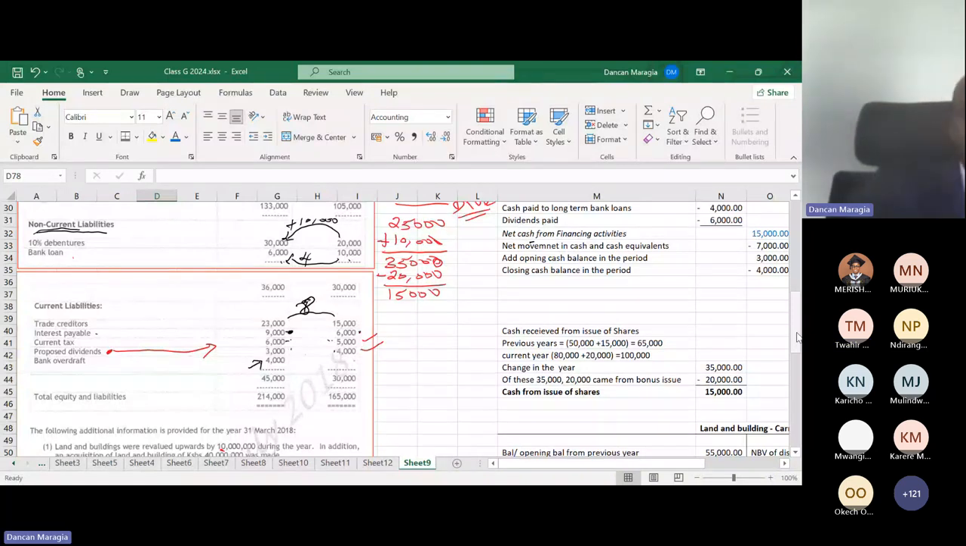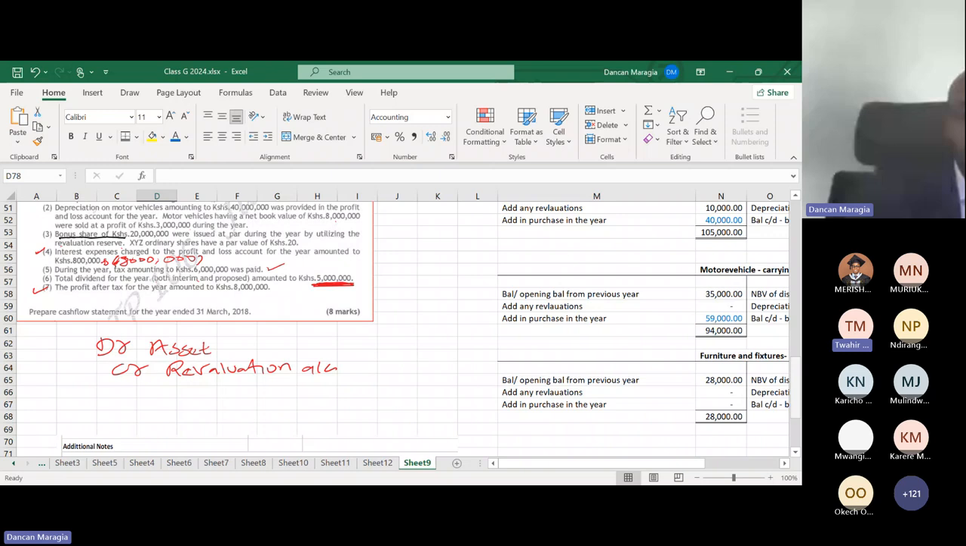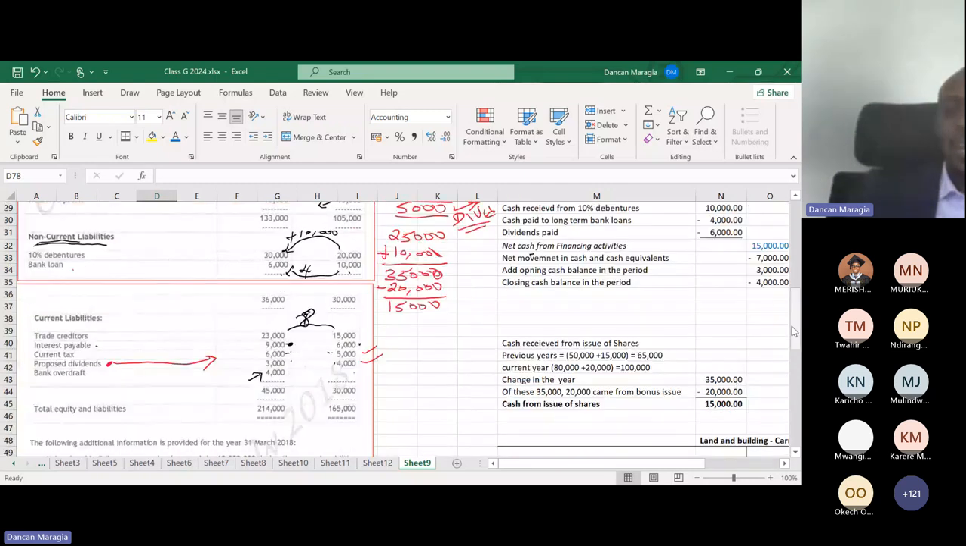Now, when you are told proposed, correct? You see proposed, the total dividend for the year was supposed to be 5 million, but you have not been told whether it was paid, and that is where you need to know. So this is the concept. You are opening the current year, you owe shareholders a dividend of 3 million, okay?